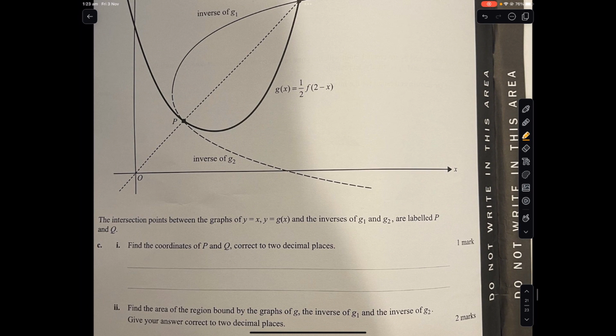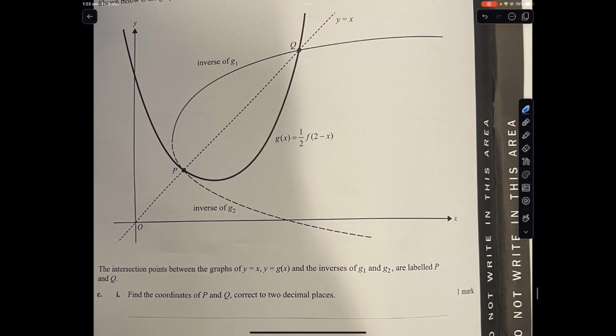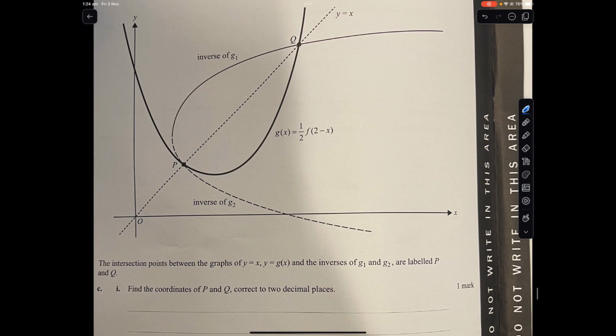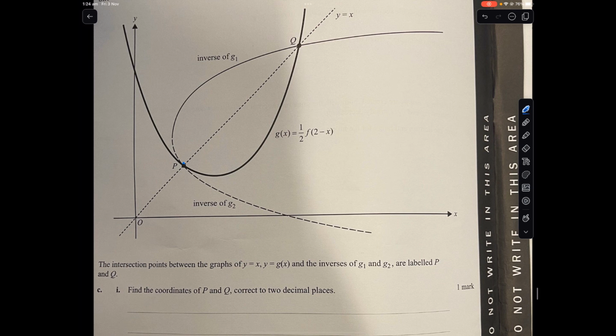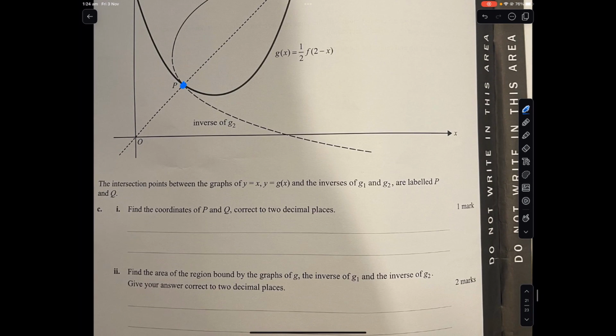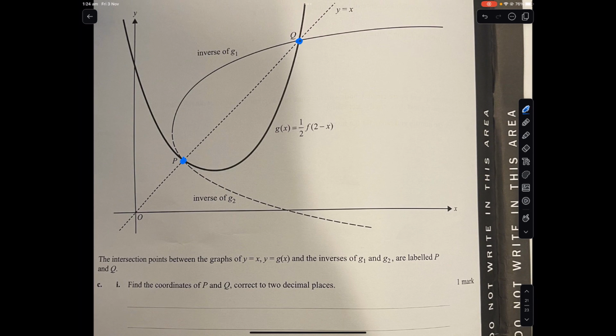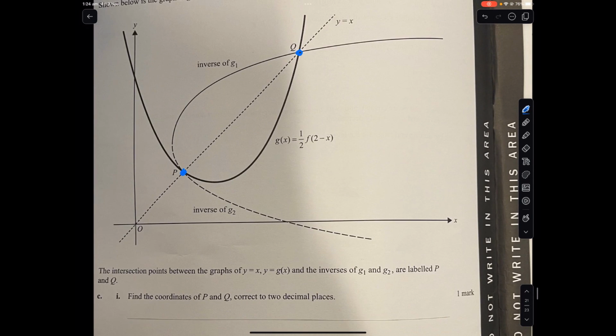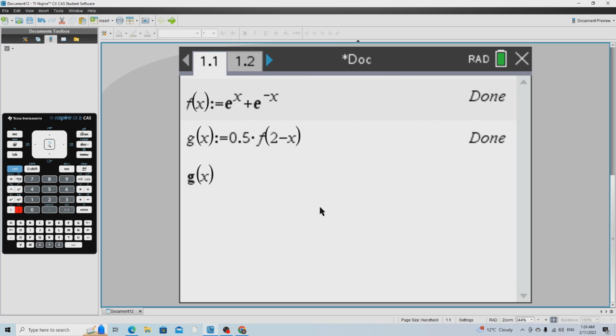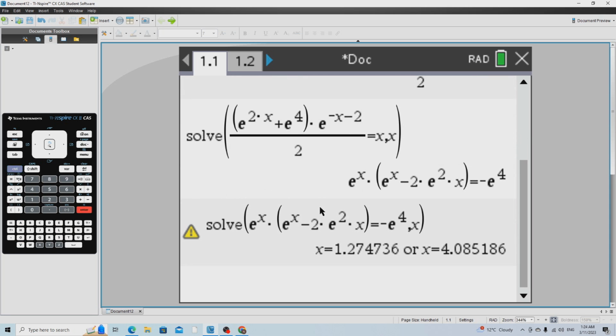The intersection points between the graph of y equals x, y equals g of x, and the inverses of g1 and g2 are labeled as p and q. Okay, so p is here, and q is here. Find the coordinates of p and q, correct to 2 decimal places. Isn't it just the point of intersection with the line y equals x? So let's say g of x equals x. Let me solve. Because the point of intersection is on y equals x, they both have the same x and y coordinates.